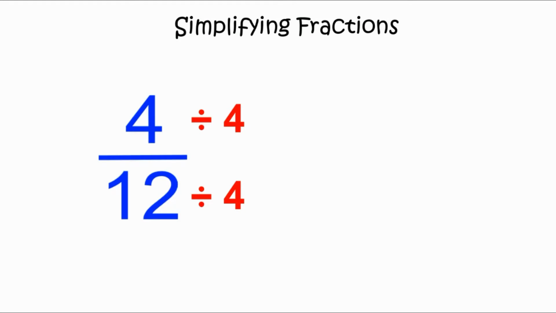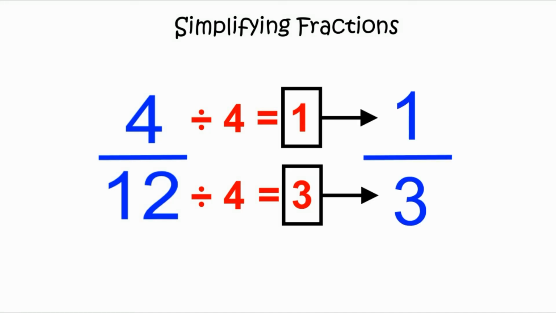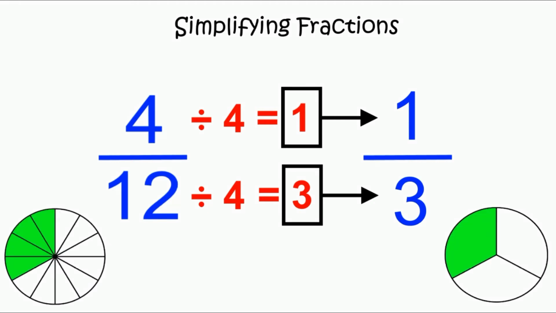4 divided by 4 is equal to 1, and 12 divided by 4 is equal to 3. By dividing both parts of the original fraction by the same factor, we now have simplified 4/12 to show 1/3. Notice how both 4/12 and 1/3 are the same amount. Simplifying fractions does not change their value. It makes them easier to work with and understand.